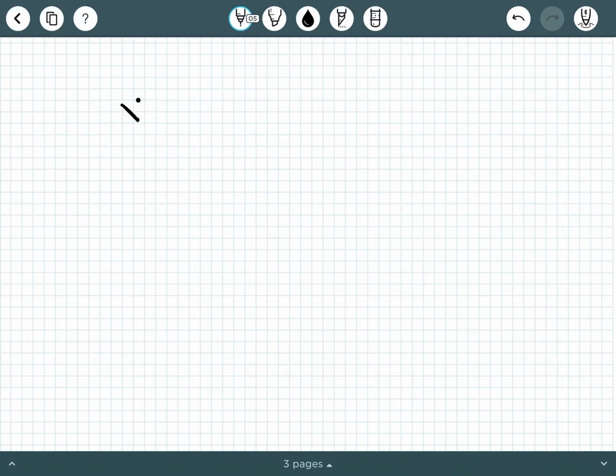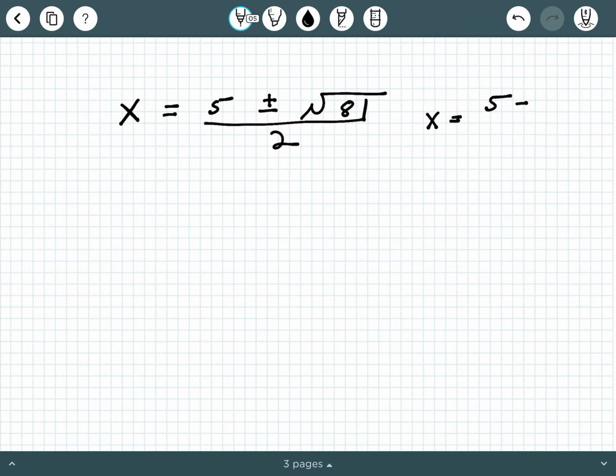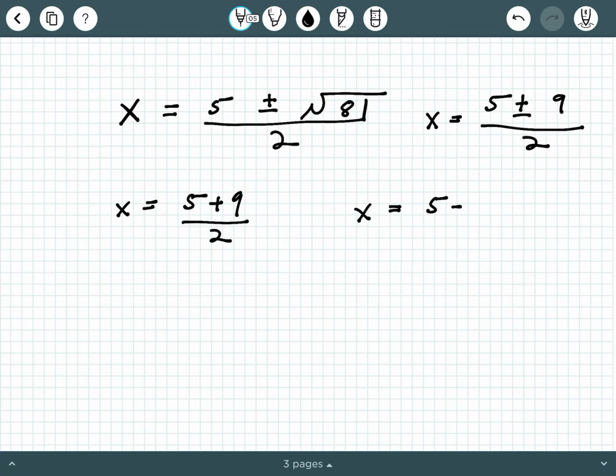So we had x was equal to 5 plus or minus the square root of 81 all over 2. We know the square root of 81, so we can say x is equal to 5 plus or minus 9 all over 2. At this point, we need to split up into two equations, so we'll see that x is equal to 5 plus 9 over 2, and then separately, x is equal to 5 minus 9 over 2.